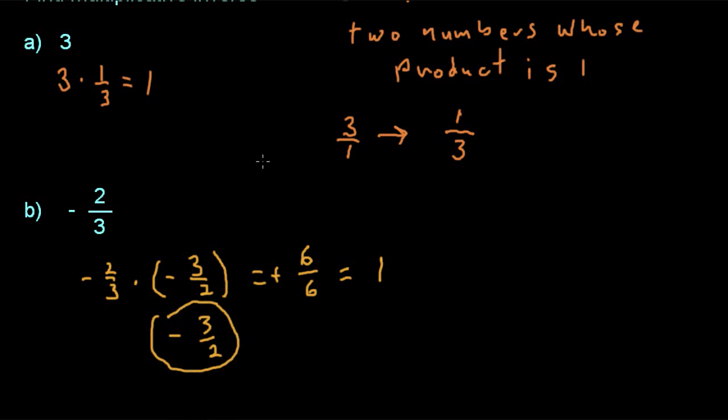-3/2. I didn't write on that previous problem what the multiplicative inverse was. Let me just write it right alongside here. It was, remember, 1/3. Okay.